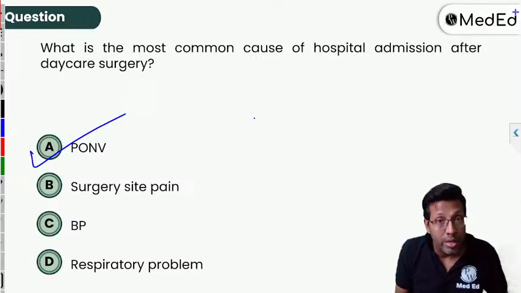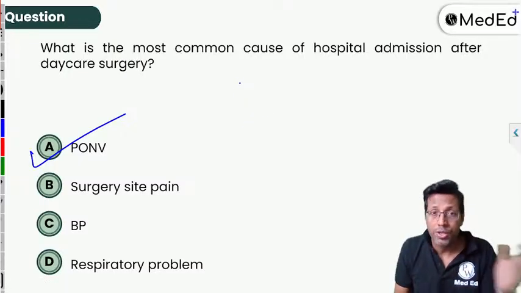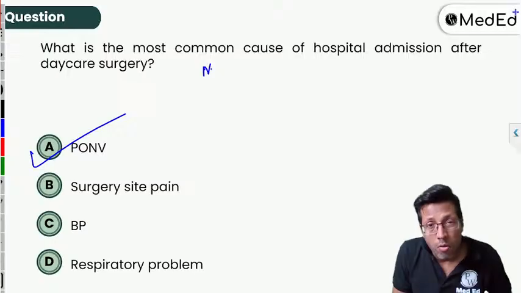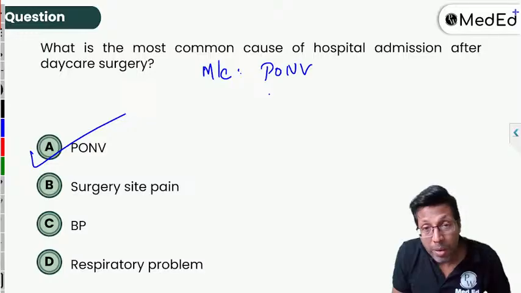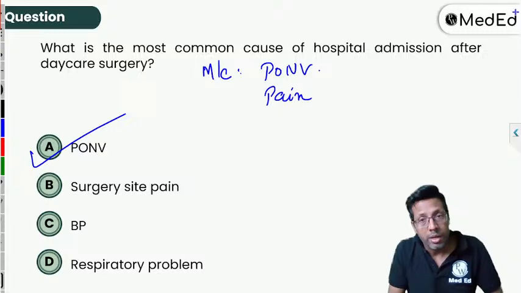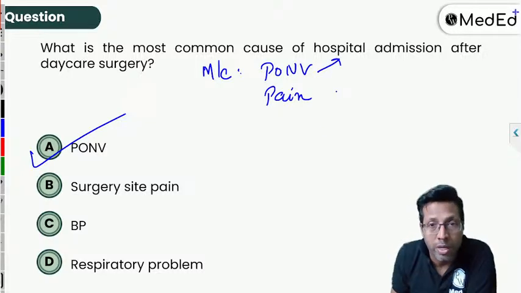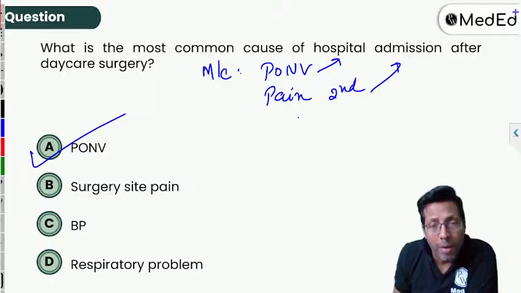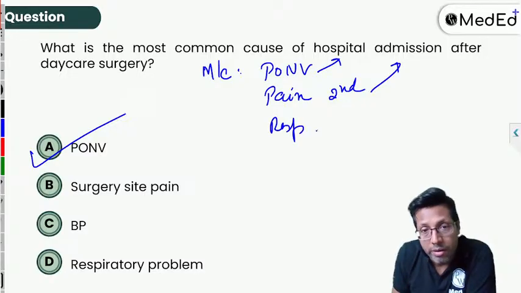What are the commonest complications someone is going to have? Because the patient goes home the same day, one of the commonest complications is nausea, vomiting, which is post-op nausea, vomiting. Apart from that, pain is also a common complication. But out of the two, we will go with post-op nausea, vomiting. This is the most common cause of hospital admission. The second most common cause is pain. Apart from that, you can get respiratory distress.